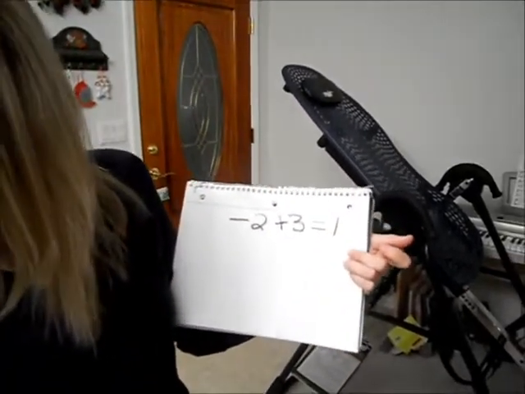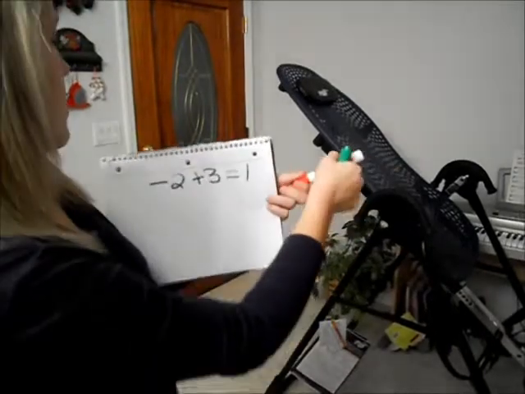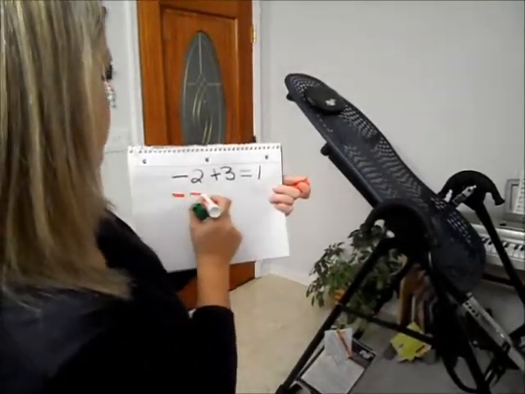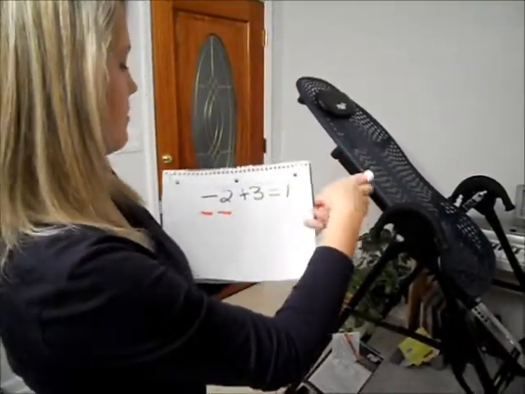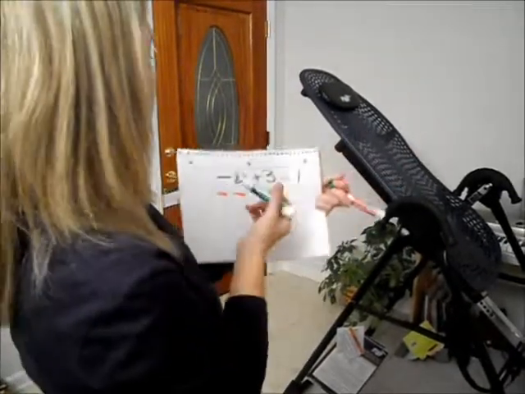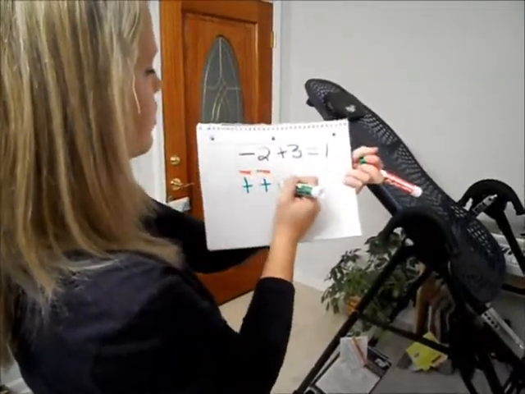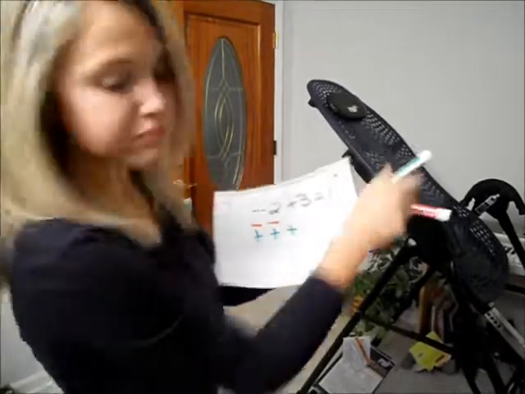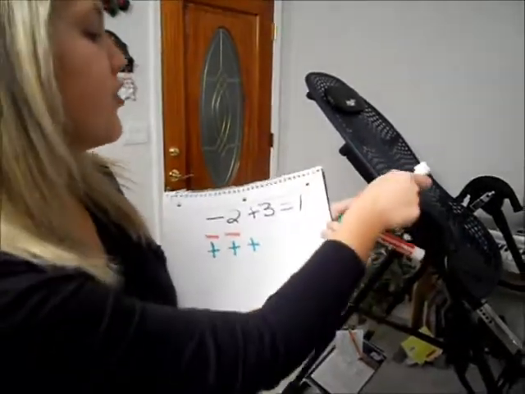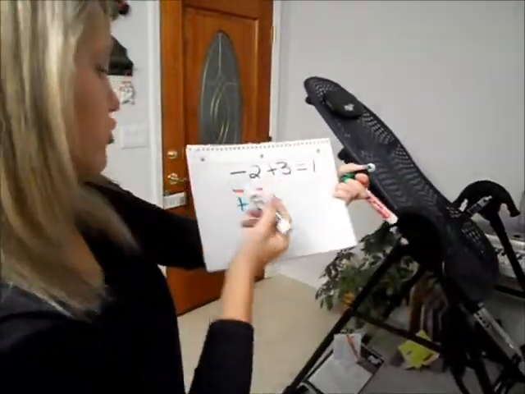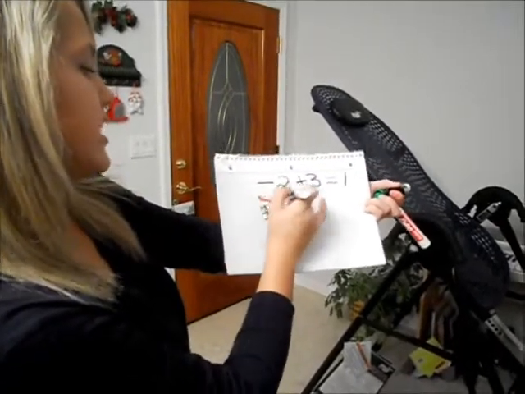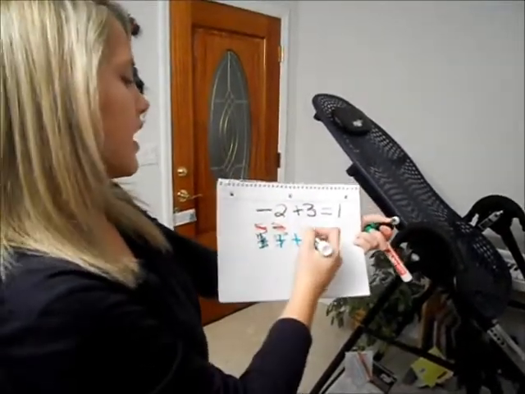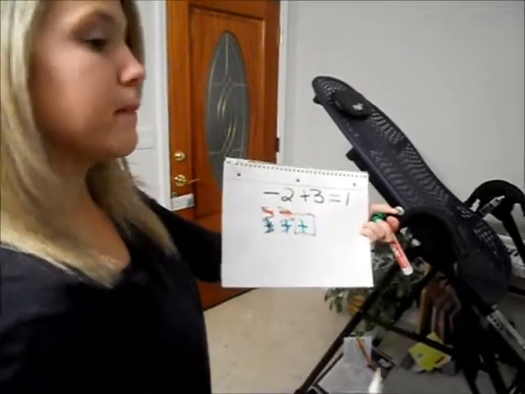and they may be more comfortable with a visual demonstration of drawing out 2 negatives for -2 and 3 positives, and I'm using different colors to make this easier. And then you'd cancel out the pairs of 1 negative and 1 positive because that just makes a 0, and you're left with only 1 positive.